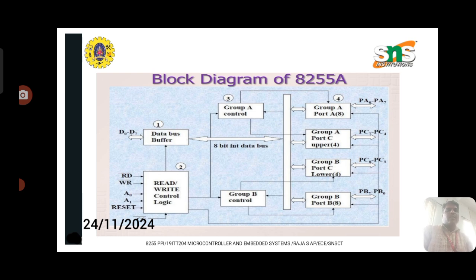In the next YouTube video, I am going to discuss the various usages of all these blocks, that is, how the data bus buffer is used, how the read-write control logic is used, and how Group A and Group B are used.